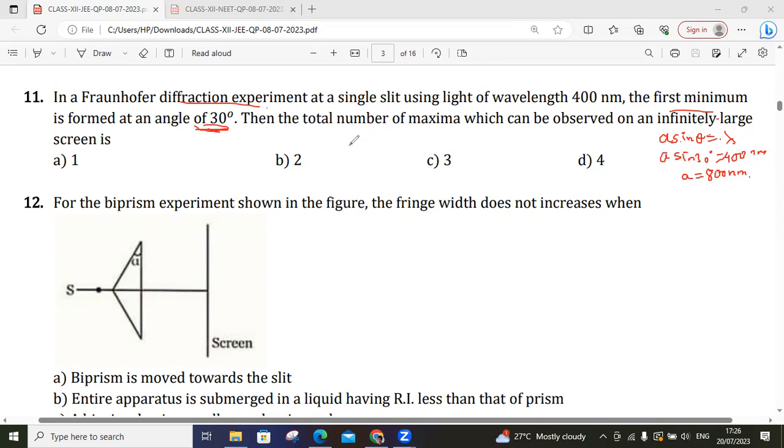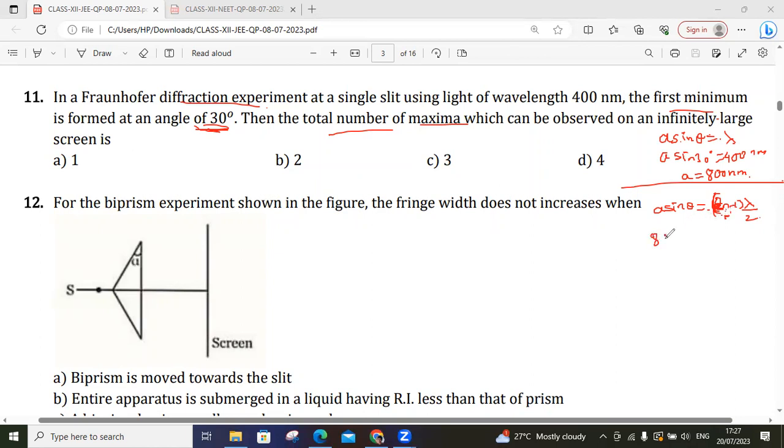And now they are asking the total number of maxima which can be observed on an infinitely large screen. So the screen length has no limit, but how many maxima will be there? Right? In diffraction, for maxima the path difference is equal to odd multiples. If you put n is equal to 1, you will get 1 lambda by 2. Okay. So this is the condition for maxima in diffraction. So basically they are asking how many n's you will get, the number of maxima.